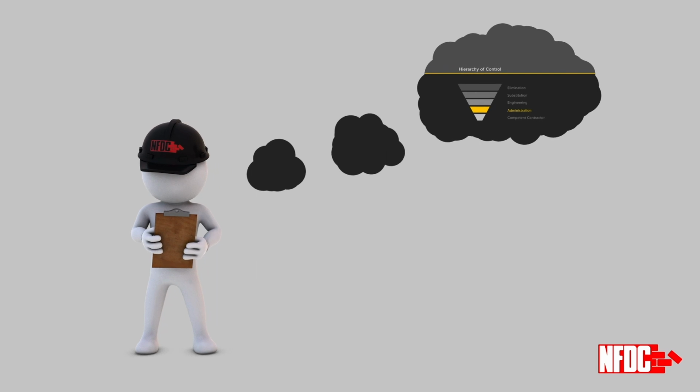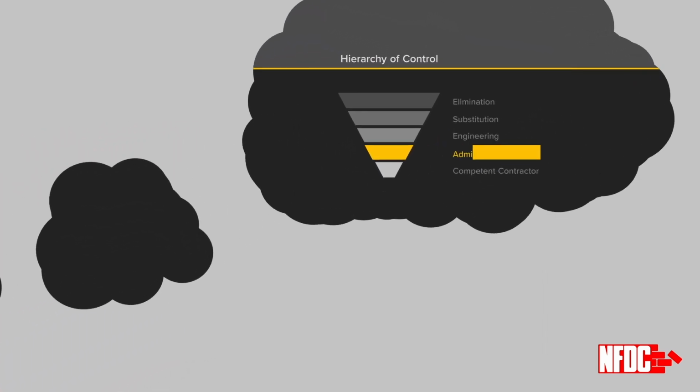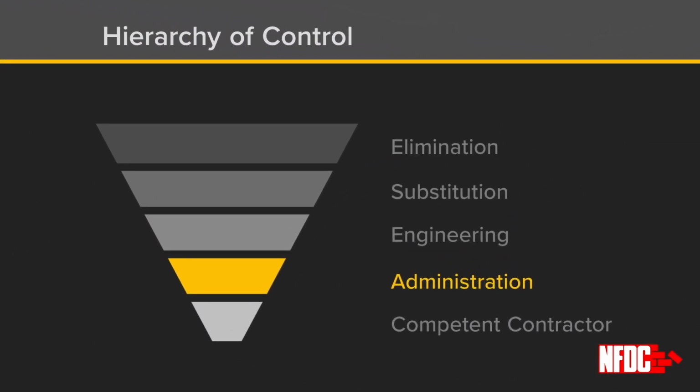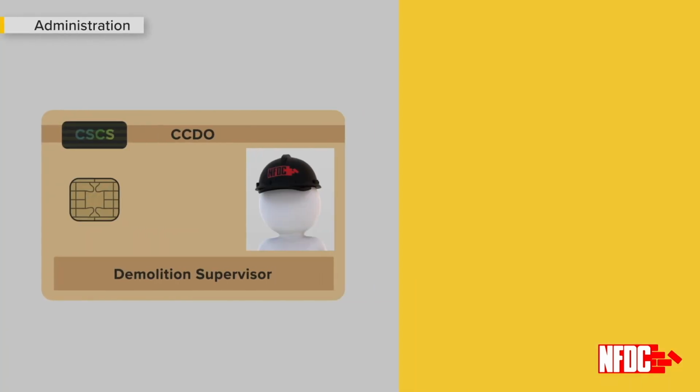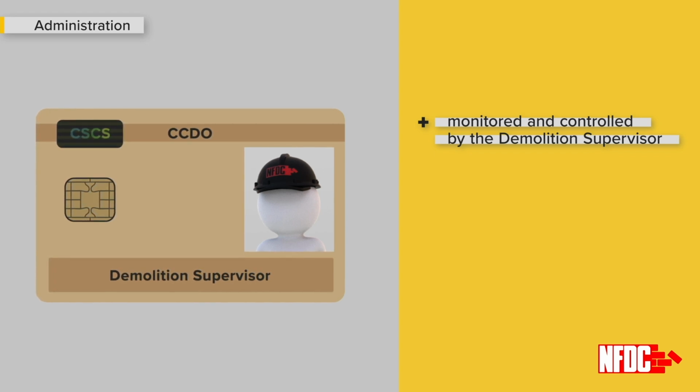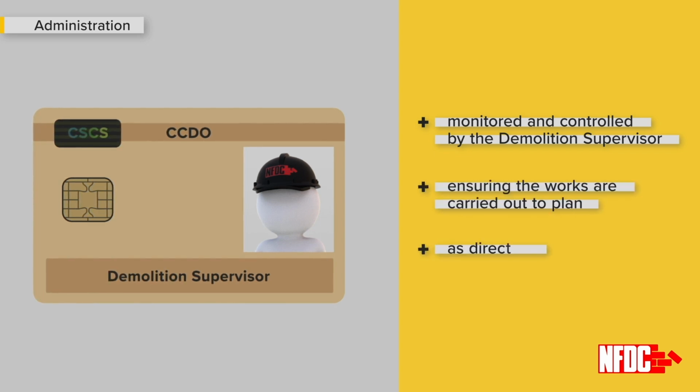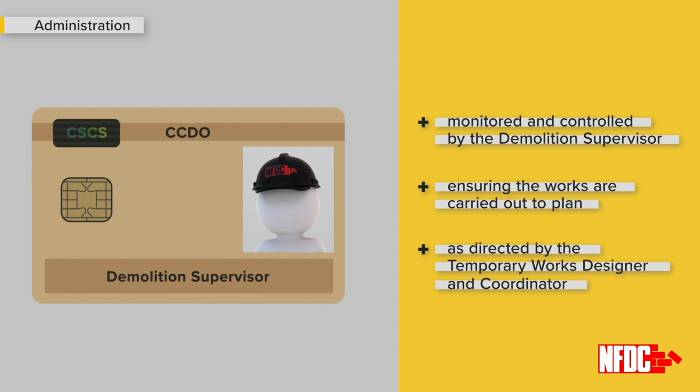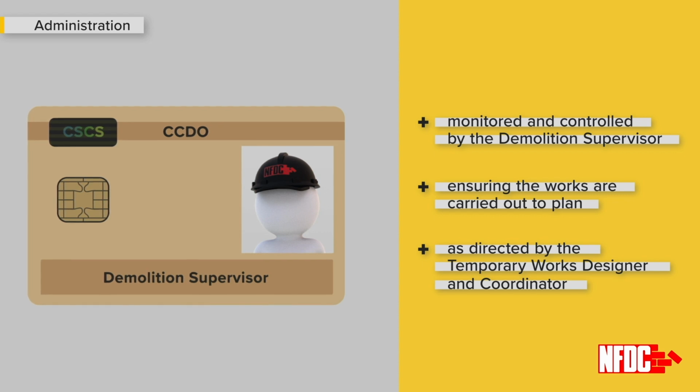Administrative controls cover work methods or procedures that are designed to reduce the remaining risk. This chosen methodology must be monitored and controlled by the qualified CCDO-carded demolition supervisor with demolition-specific temporary works training. They are responsible for ensuring the works are carried out to plan as directed by the temporary works designer and coordinator. All control methods set out within the project RAMs must be communicated and followed by the site team during daily briefings.